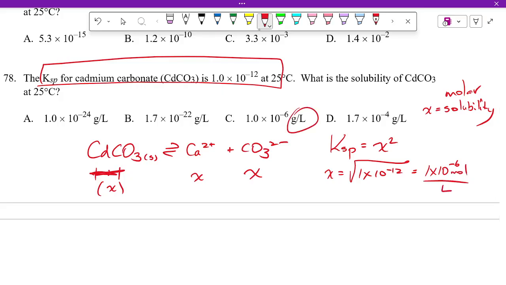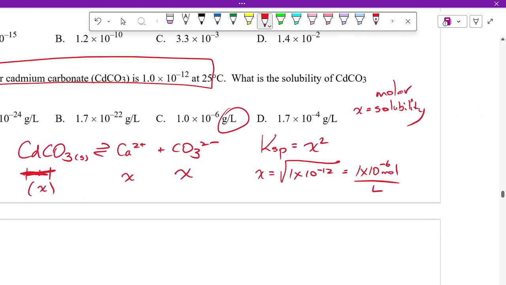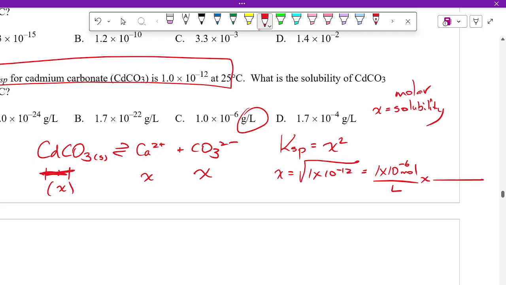But we are given answers in grams per liter, so we would need to multiply by the molar mass of cadmium carbonate. 12 plus 16 times 3 plus 112.4 equals 172.4 grams per mole. And we get 1.7 times 10 to the negative 4.